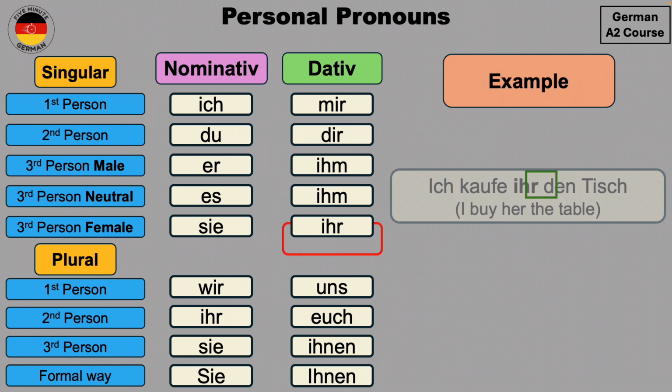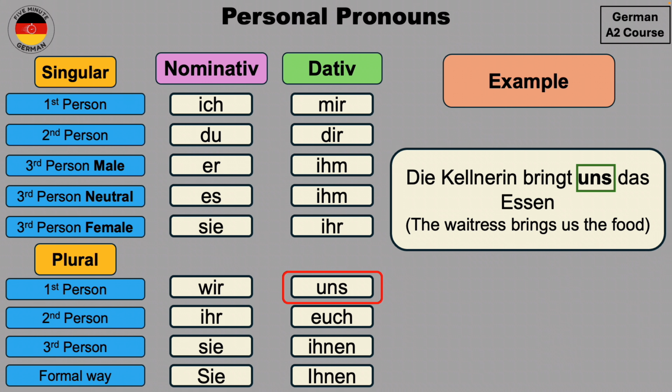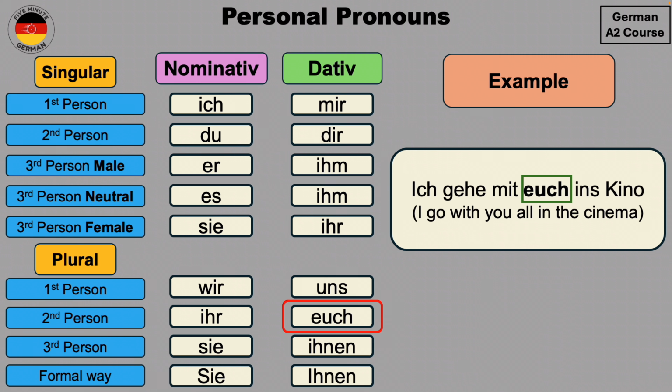Now let's take a look at the first person plural form, which is uns. So an example will be Die Kellnerin bringt uns das Essen. The waitress brings us the food. Over here again, as the pronoun uns is coming after the verb bringen and is the indirect object as well, we use the dative form. An example with the second person plural will be Ich gehe mit euch ins Kino. I go with you all to the cinema. And I think you know why we have used euch, which is the dative form over here. It is because it is coming after mit.